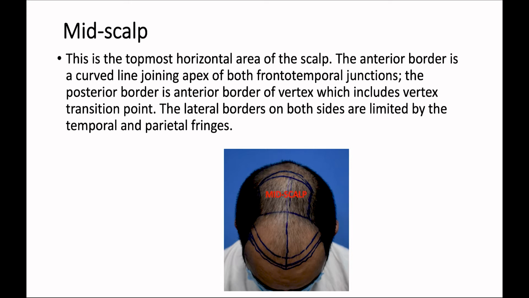The anterior border is a curved line joining the apex of both frontotemporal junctions. This is a curved line which is joining both frontotemporal junctions. The posterior border is the anterior border of the vertex, which includes the vertex transition point. As I said, this is the vertex transition point.